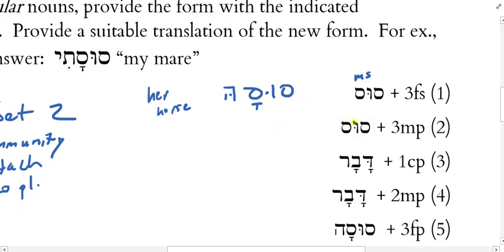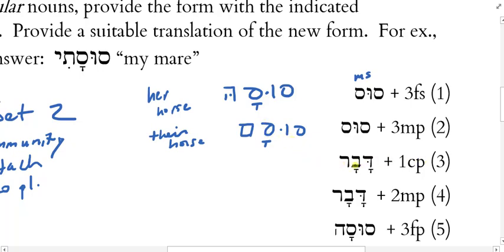All right, let's take sus and add the third masculine plural pronoun. That's going to be sus plus what? What's the 3MP pronoun? Okay. Susam. The horse of them, susam, and the them is masculine, right? So how would I translate this into English? Yeah, their horse. They are plural, but they have one horse. How they all get on it, I have no idea. So their horse, one horse.